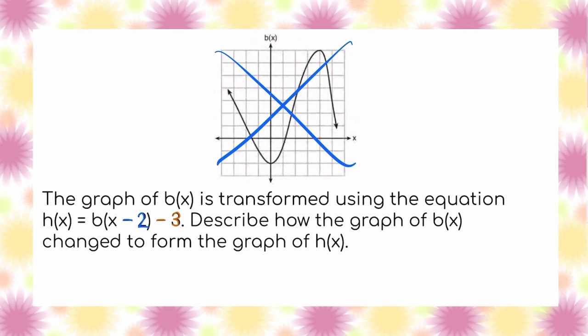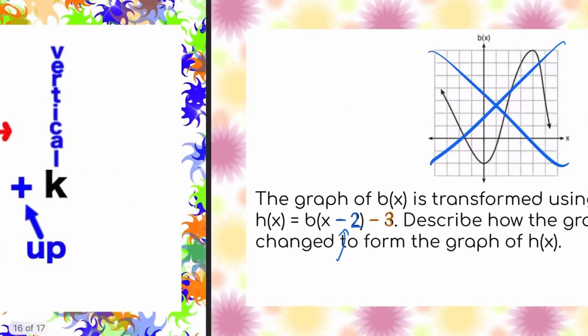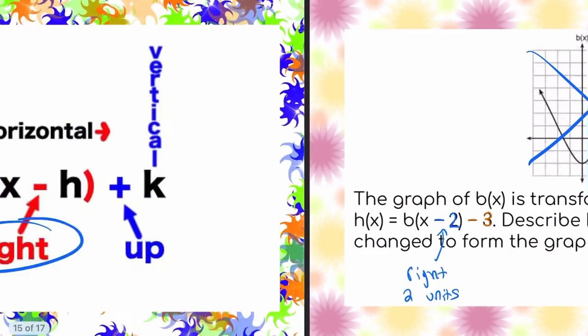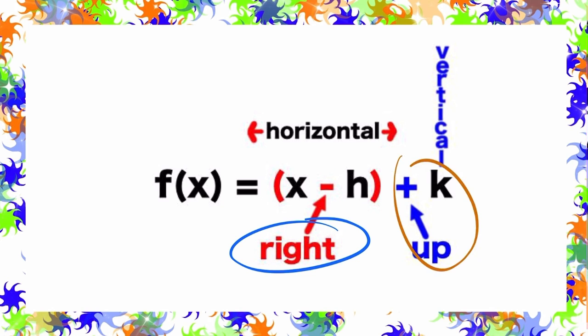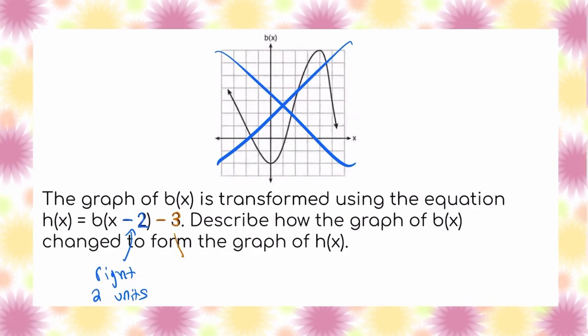So a -2, I'm going to draw an arrow here inside the parentheses. Remember, minus inside parentheses is to the right. So we're going to say right 2 units. And a -3 on the outside of parentheses. Well, if plus is up, minus is down. And you would get 2 points on the regions for something like this.